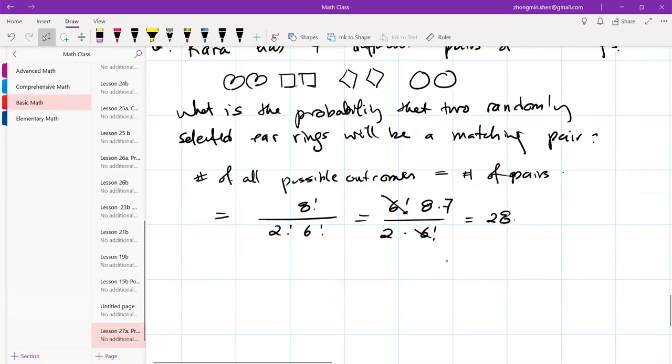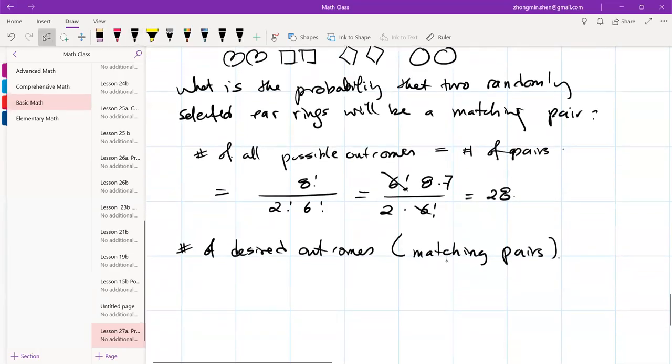But not every pair is necessarily a match. So you need to figure out the number of desired outcomes, which is matching pairs. How many matching pairs are there? There are four matching pairs, clearly. So the answer will be 4 over the denominator, 7 times 4. So it would be 1/7, not 3/7.